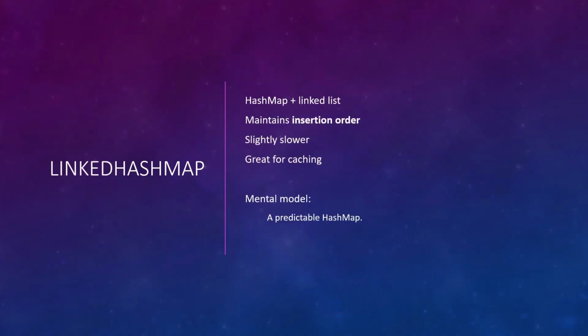LinkedHashMap is backed not only by a hash table, but it's also backed by a linked list. And you know what happens when things are backed by linked lists. That means that the data structure maintains insertion order. However, it's slightly slower because it has to maintain the insertion order. It's great for caching. The way I would think of it is it's a predictable HashMap. Since you know what the insertion order is, you know where the keys are going to be. You can predict it.